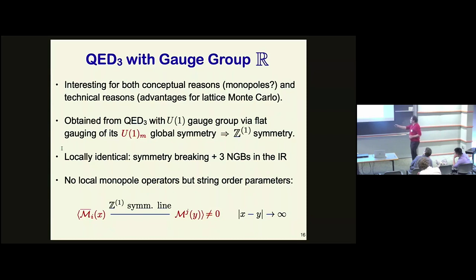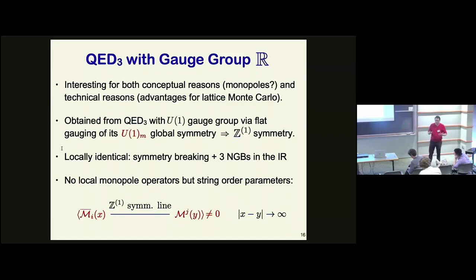Now, as Hotat emphasized, this flat gauging is a topological operation. In fact, here it's even better because it's not just flat, it's also compact. And as a result, it doesn't change anything about the local dynamics. So you still have 3 Goldstone bosons in the infrared, and the symmetry breaking should somehow still be there. But something funny happened because, roughly speaking, you flat gauged one of the symmetries that was supposed to be spontaneously broken.